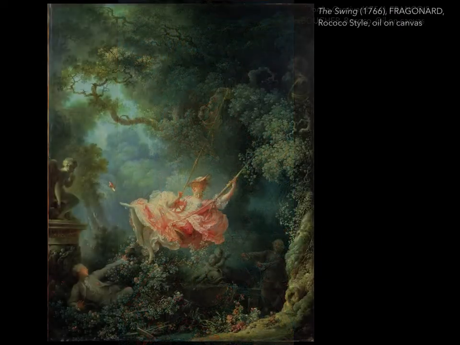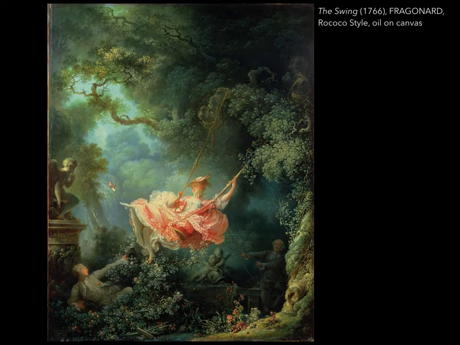I want to switch now to maybe the most Rococo of any Rococo paintings, the Rococoist painting that we have. This is The Swing by Fragonard. And Fragonard is another French painter of the Rococo period, and the playfulness of his artistic style is masterfully shown here in this pretty famous work called The Swing.